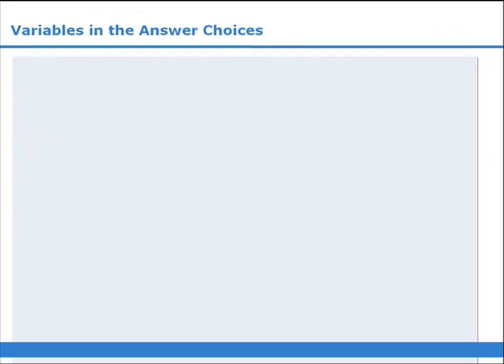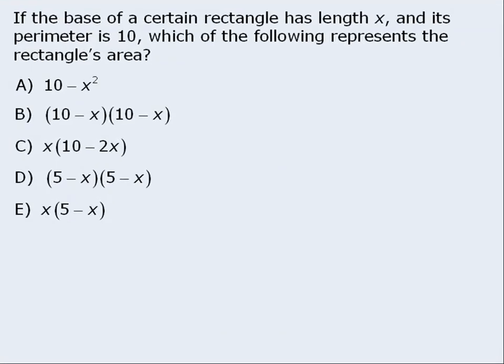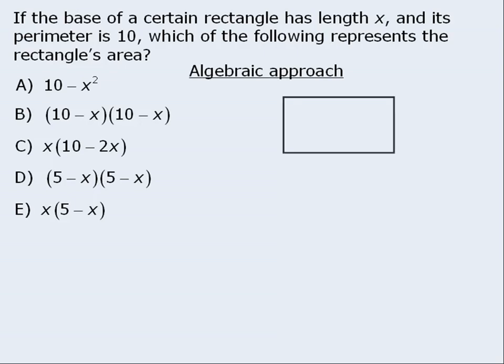Okay, now let's practice our 2 strategies on another question. Here we are told that the base of a rectangle has length X and its perimeter is 10. Our goal is to determine which expression represents the area of the rectangle. Let's begin with the algebraic approach. So here's a rectangle, and we are told that the base has length X. Since the area of the rectangle equals base times height, we must determine the height in terms of X.